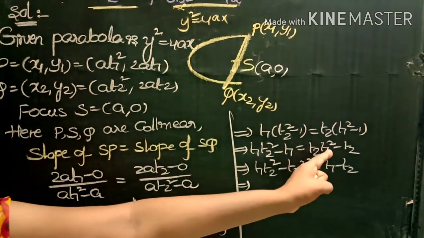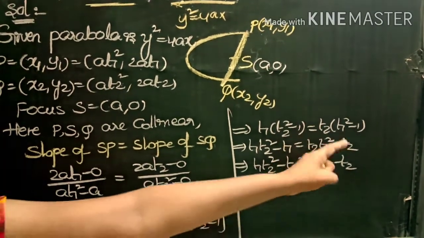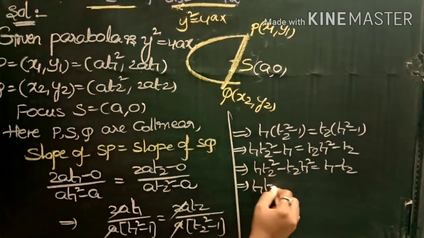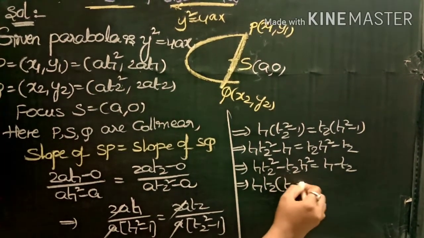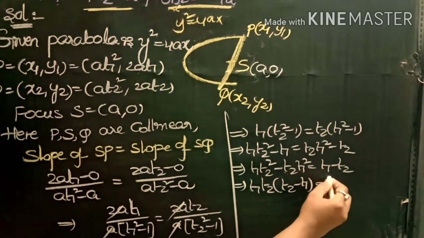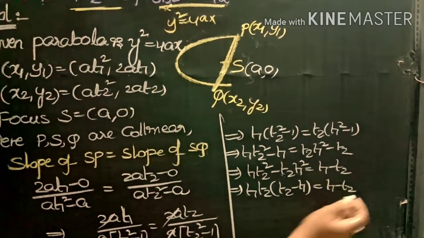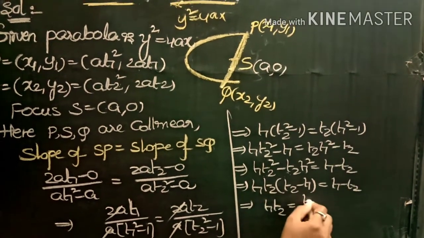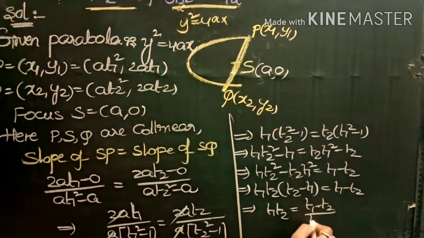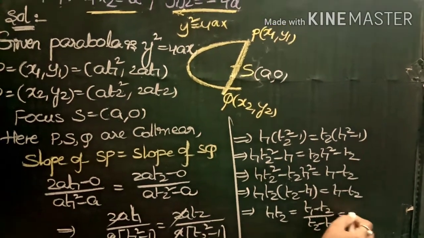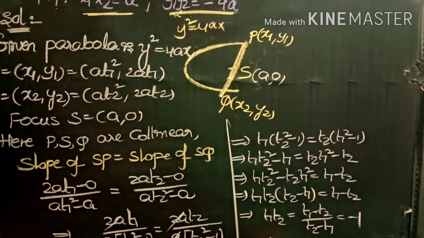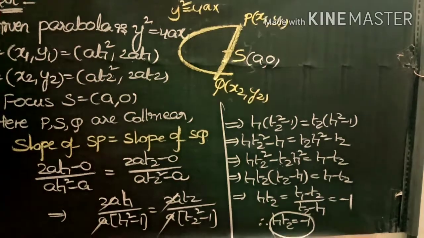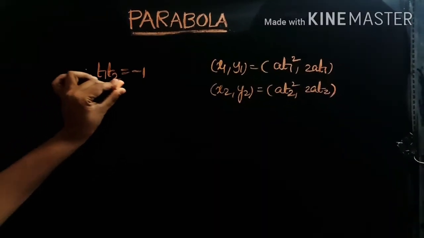Writing this t2 into t1 square term on this side and this minus t1 on that side. And here t1 t2 square, t2 t1 square. Taking t1 t2 common, t1 t2 into the remaining value t2 minus t1 is equal to t1 minus t2. Which implies t1 t2 is equal to (t1 minus t2) by (t2 minus t1), which gives the value minus 1. Therefore, the value of t1 into t2 is equal to minus 1.